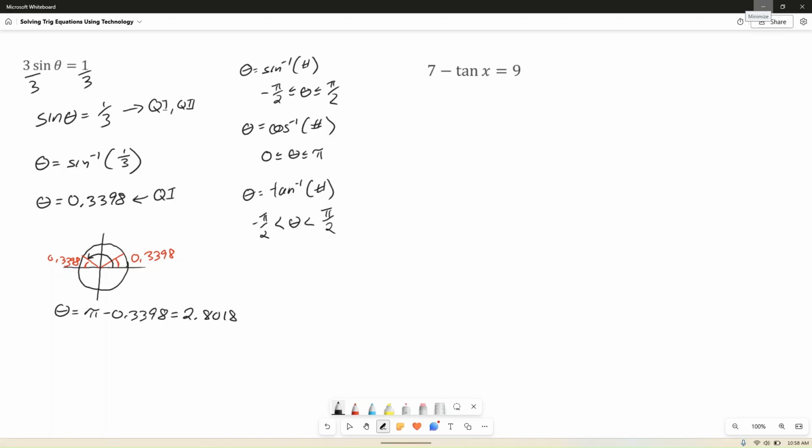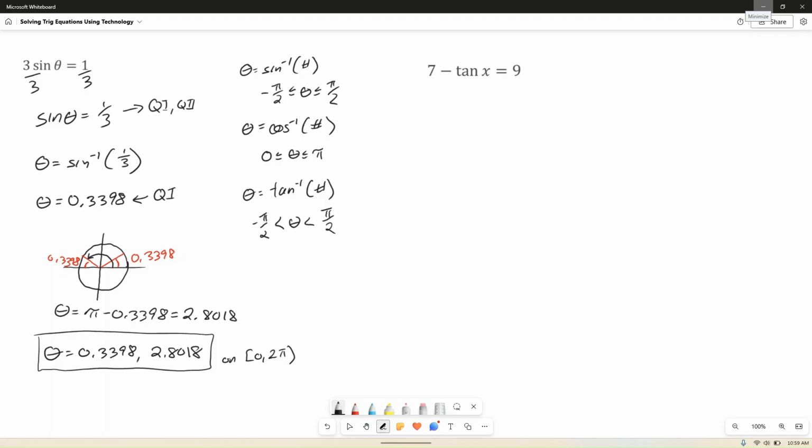Okay, so we have our solution here, and we're going to list out our 0 to 2 pi just like we've done in the past. Theta will equal 0.3398 or 2.8018. And again, that's in the first and the second quadrant, which again should make sense because that's where sine is positive.